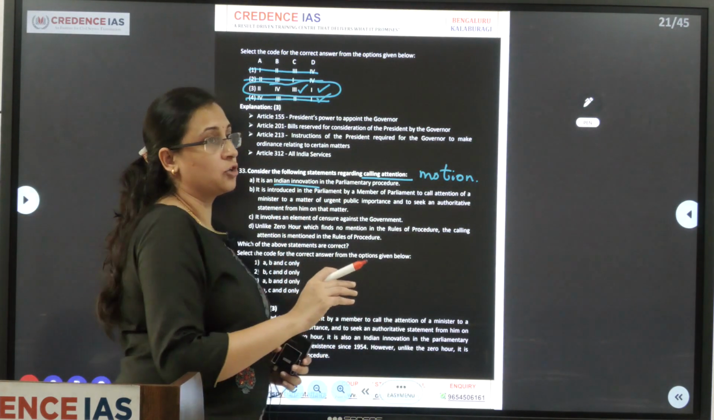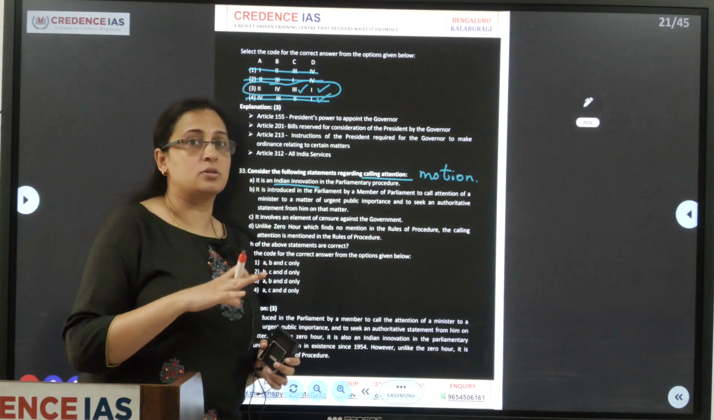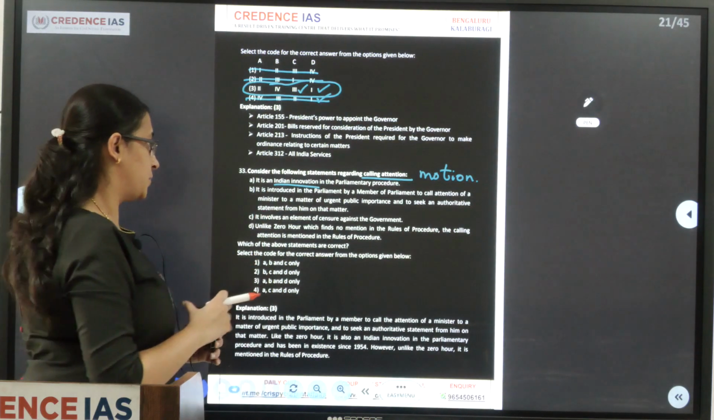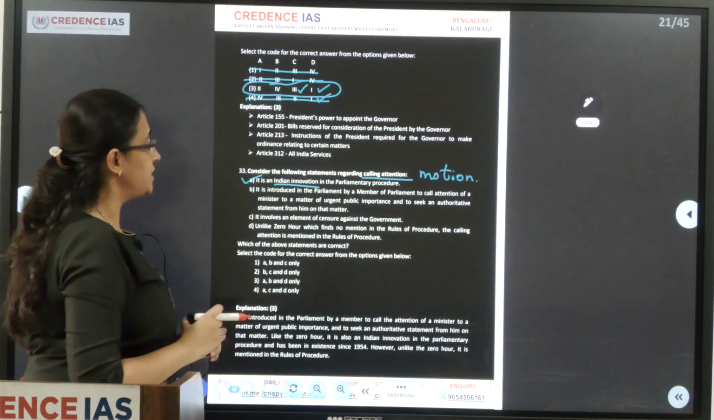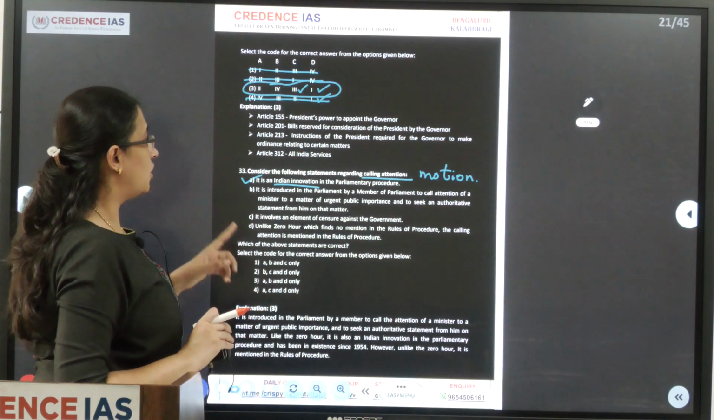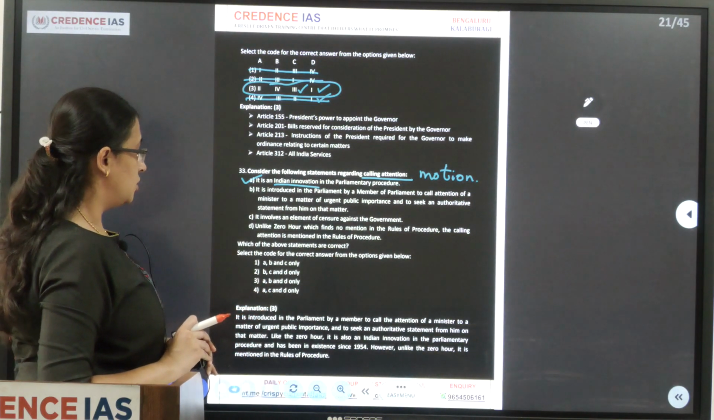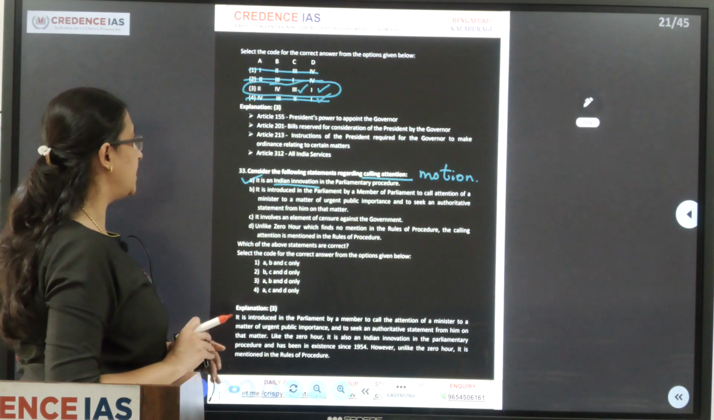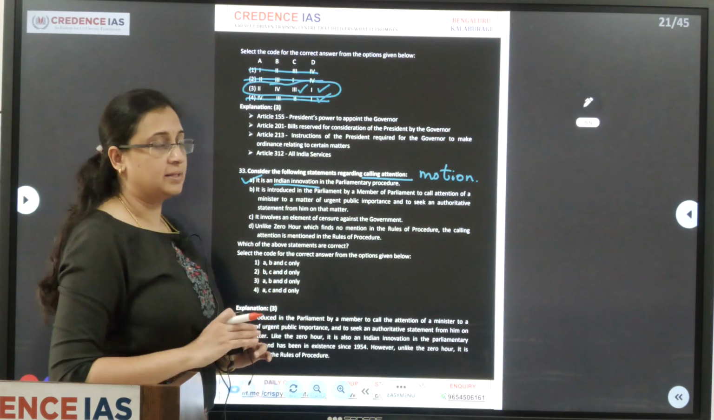So it is not being adopted by any other foreign constitution, but it is an Indian innovation in the parliamentary procedure. Yes, it is introduced in the parliament by a member of parliament, that is MP, to call attention of a minister to a matter of urgent public importance and seek an authoritative statement from him on that matter.